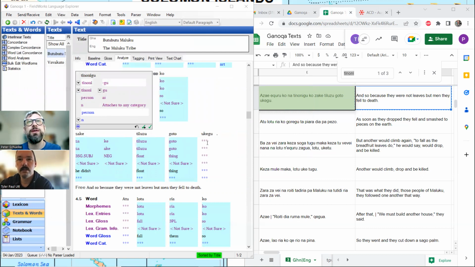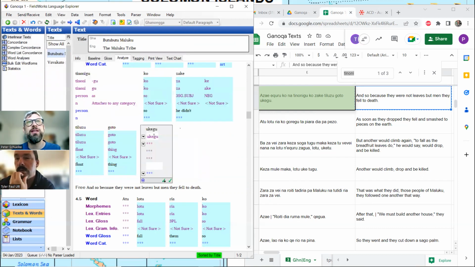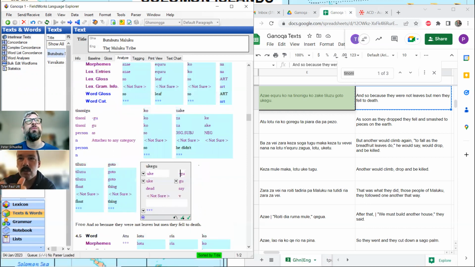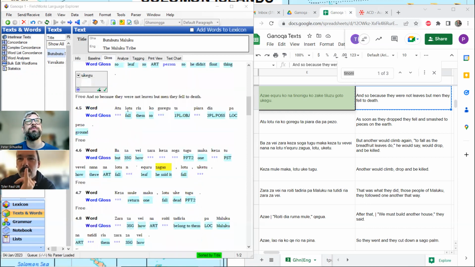Very, very cool. And there we go. Uke gu. Didn't we already have uke as death? Yes, that occurred in the first. As dead. I am super excited with this. So leaf. So the people.